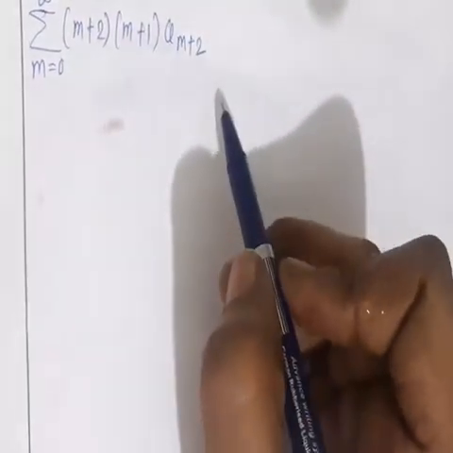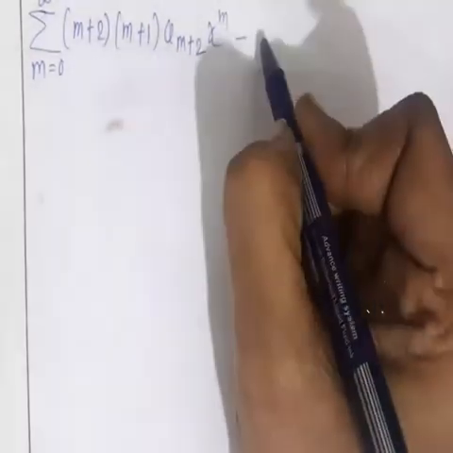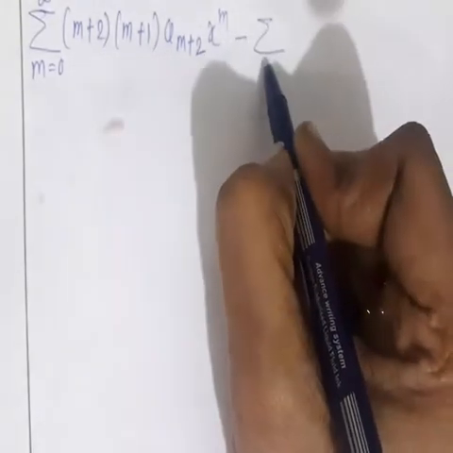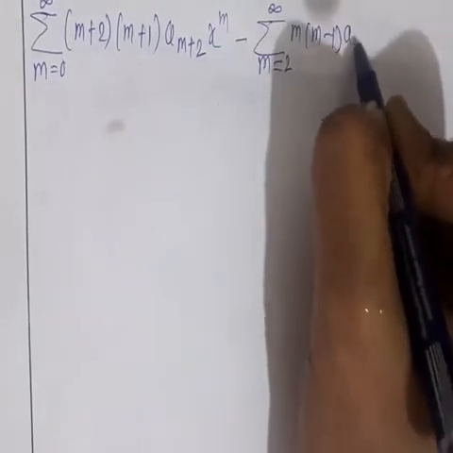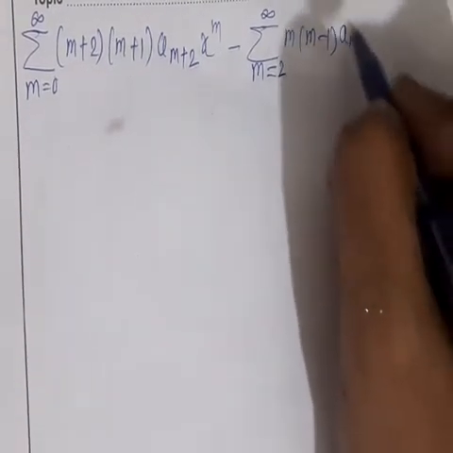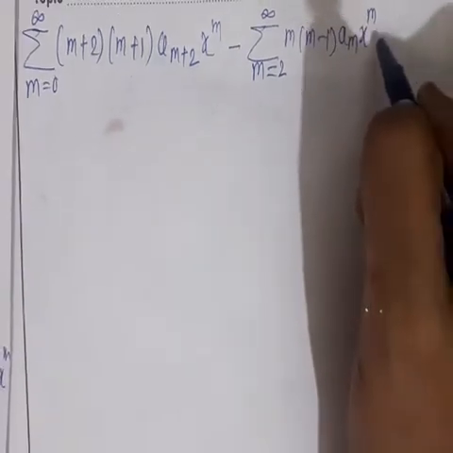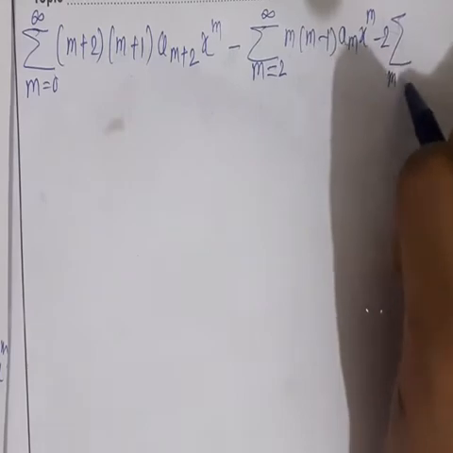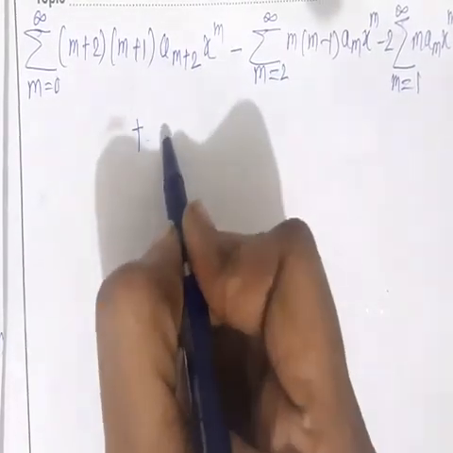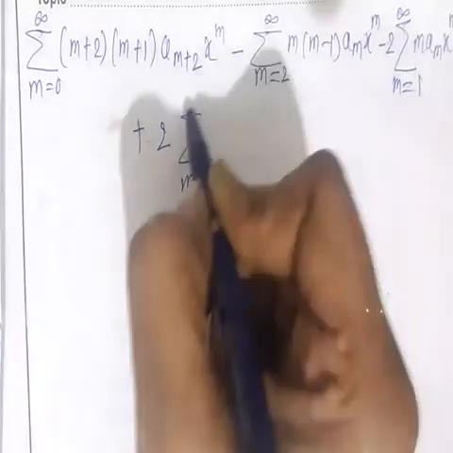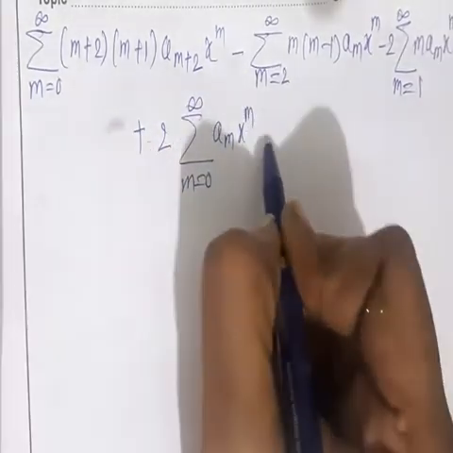summation m is equal to 0 to infinity m plus 2 m plus 1 multiplied by a of m plus 2 x to the power m, minus summation m is equal to 2 to infinity, remaining terms as it is, m into m minus 1 am x to the power m, minus summation 2 times m is equal to 1 to infinity m into am x to the power m, and the last term is plus 2 times summation m is equal to 0 to infinity am x to the power m. This is equal to 0.